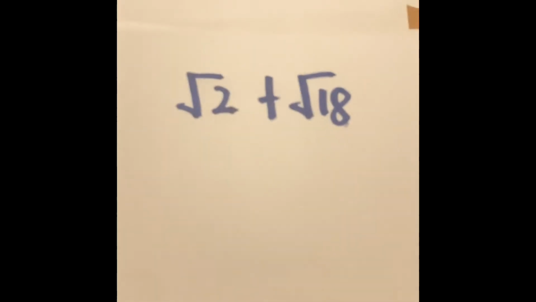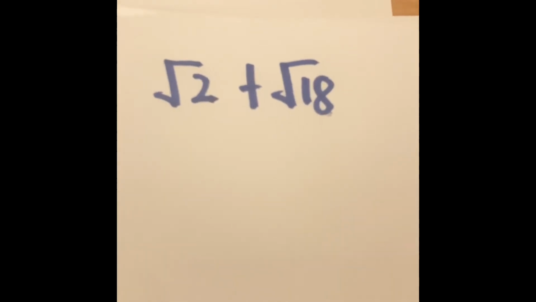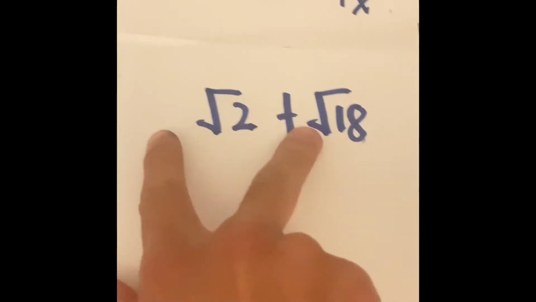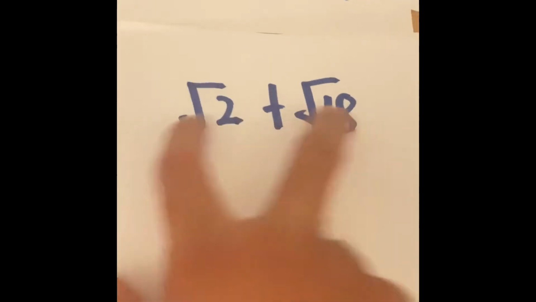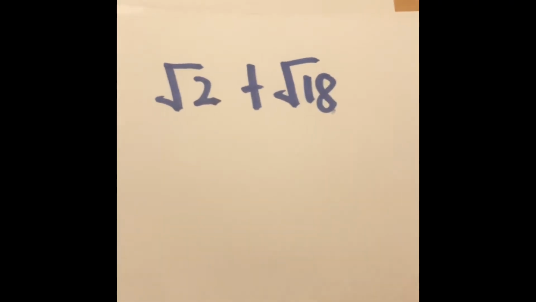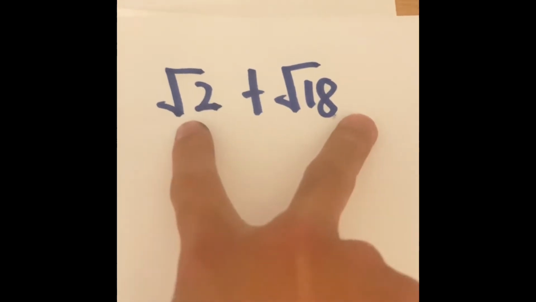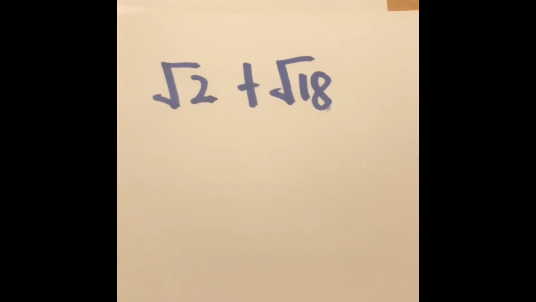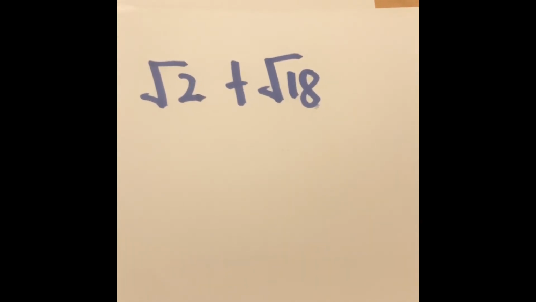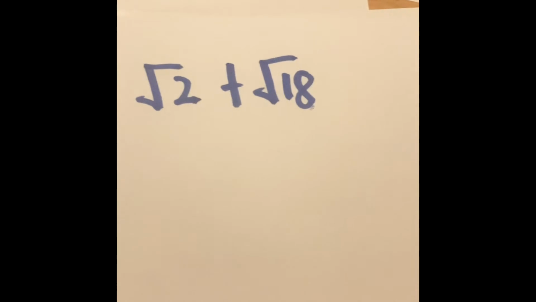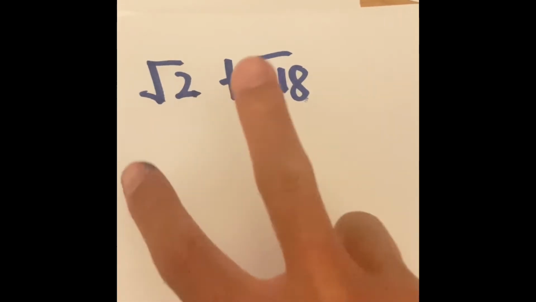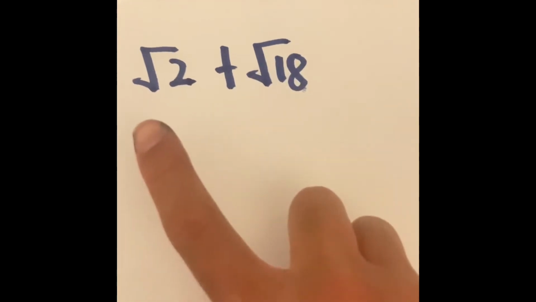Okay, so here's our second example. We are adding the square root of 2 and the square root of 18. But this time, we have no numbers being multiplied in front of the square roots. So here's scenario 2, adding the square roots without the multipliers. Pause the video and comment what you think the math should look like and what the answer should look like. Answer in 3, 2, 1.